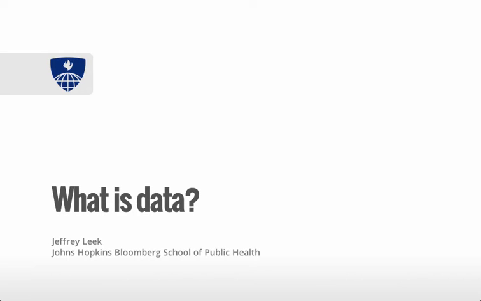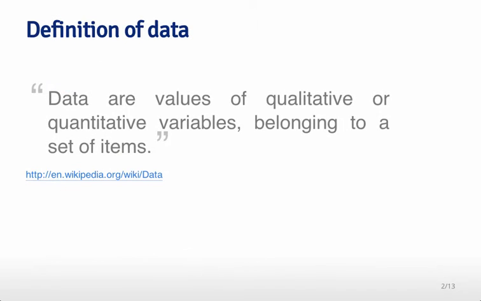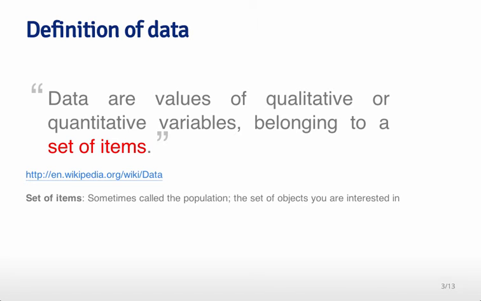So since you're in the data science track, it might be a good idea to figure out what is data. For a definition of data, we're going to go to the number one source of all information, Wikipedia, and we're going to get the definition: data are values of qualitative or quantitative variables belonging to a set of items. So the first thing that you can see from this definition is that you need a set of items to be measuring things on.